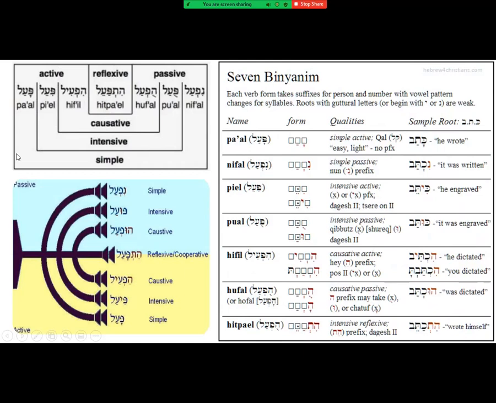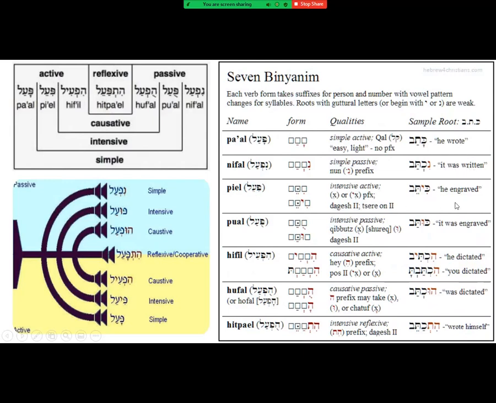Let's do the simple ones first. Pa'al for the verb to write: katav is he wrote. And the nifal is going to be it was written. It is about writing, but now they're both in the past. But it was written. It didn't say who wrote it, but it was written. That's the passive, and this is the active.